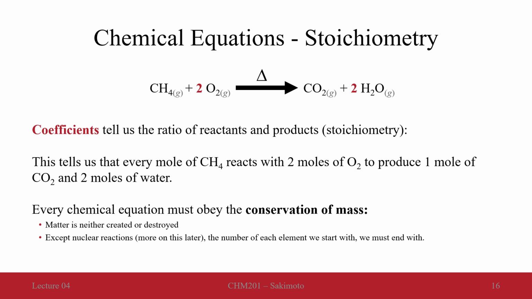The one exception, of course, is nuclear reactions, which will be covered again in the second semester. But in every other instance, we're really just reshuffling which atoms are bonded to which. We're not changing how many of each there are. We begin and end with the same number of carbon atoms, the same number of oxygen, and the same number of hydrogen atoms on each side of our reaction.